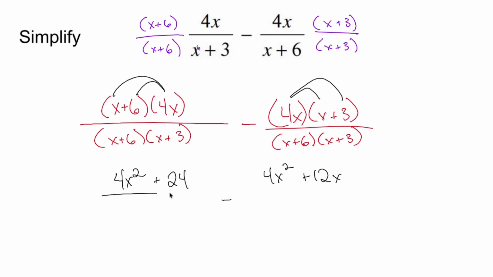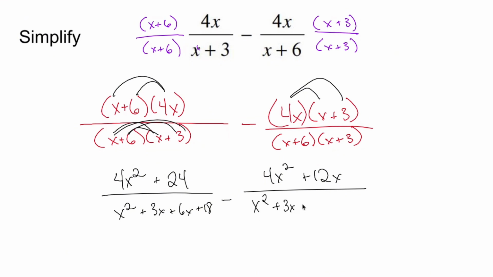And that's going to be over, let's FOIL this out, x times x is x squared. x times 3 is 3x. 6 times x is 6x. And then 18. And then we're going to get literally the same exact thing over here: x squared plus 3x plus 6x plus 18. Now that the denominators are the same, and by the way, the denominators simplify out too.